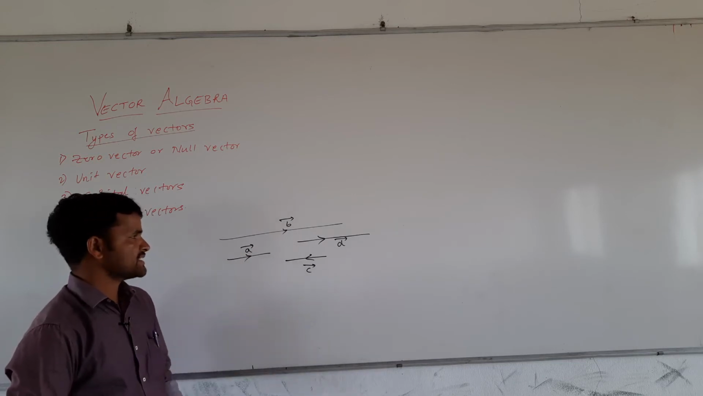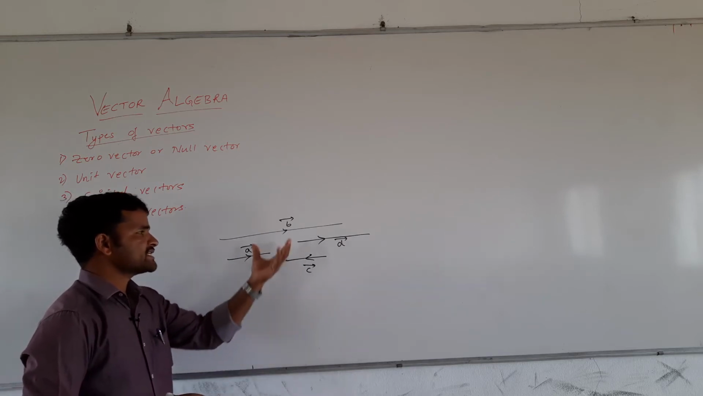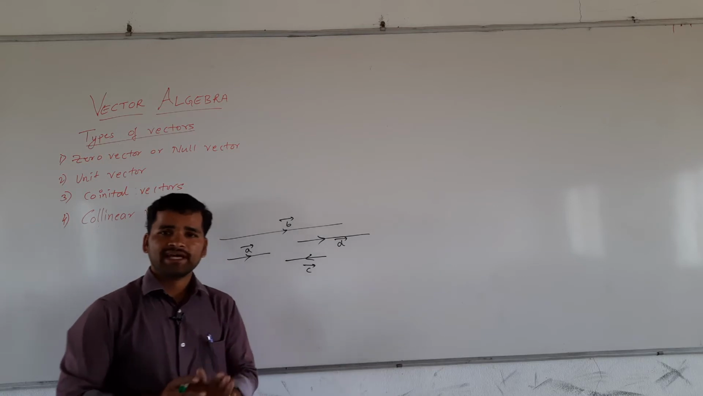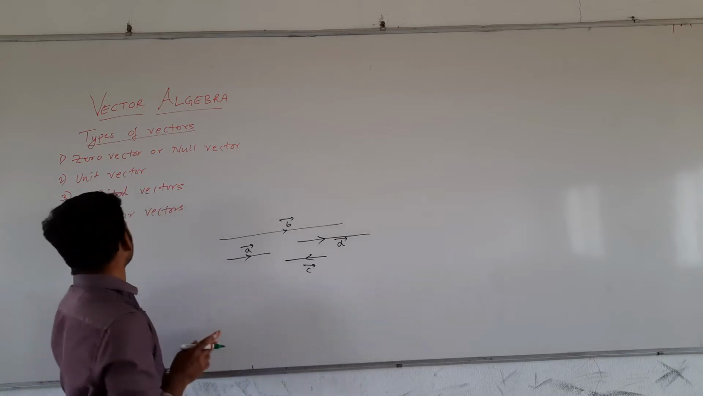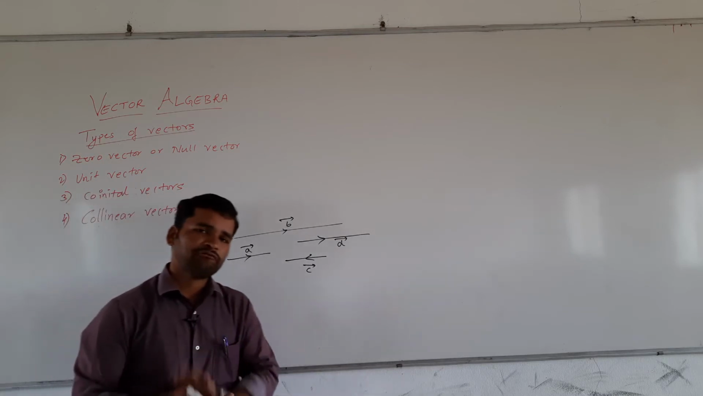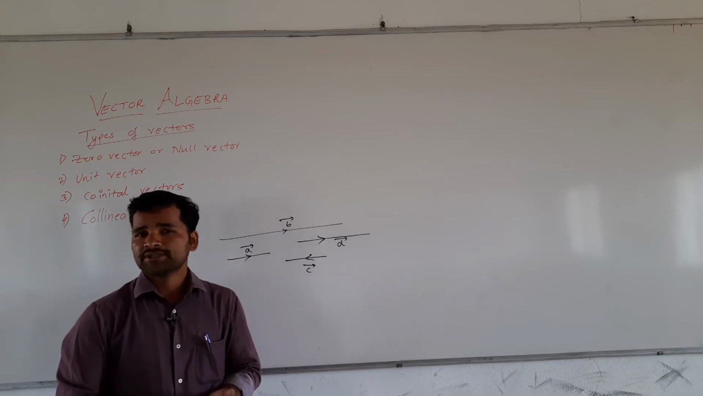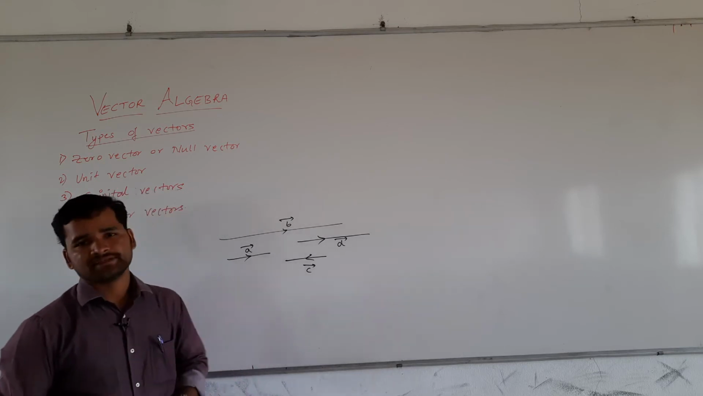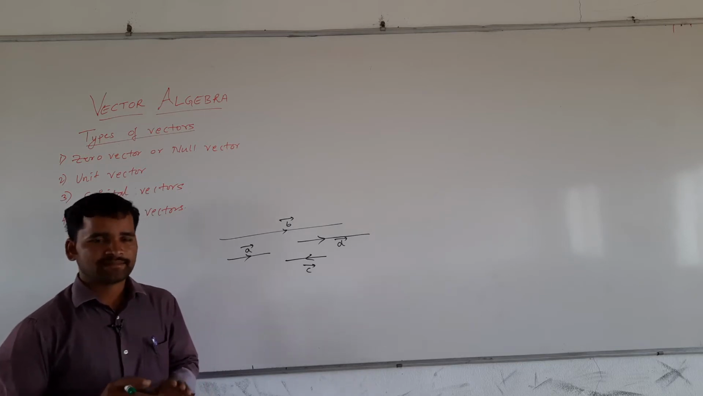Or else, we can say that the vectors having the same line of support are called collinear vectors. What about its magnitude and direction? Yes, magnitude and direction can be anything here. Magnitude and direction doesn't matter.